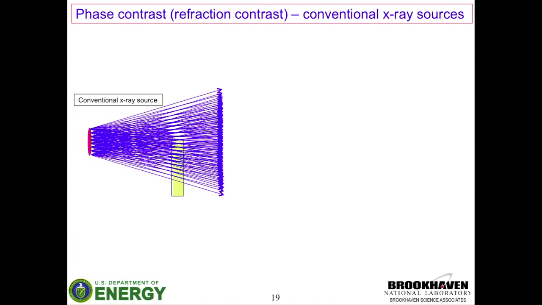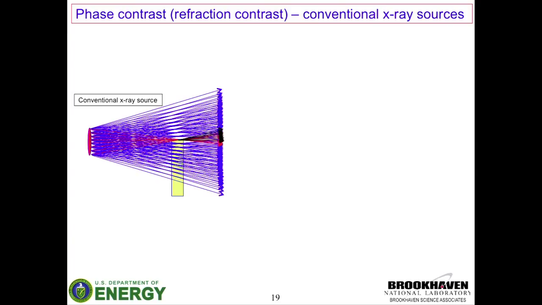Now, why doesn't this happen for a conventional X-ray source, you ask? Well, here's a conventional X-ray source, and here are all the rays that hit near the edge of the sample. Does refraction occur? Yes, it does. So you're going to do this. But the problem is that you see there's really not much change here, because rays come from all over the source for every point here.